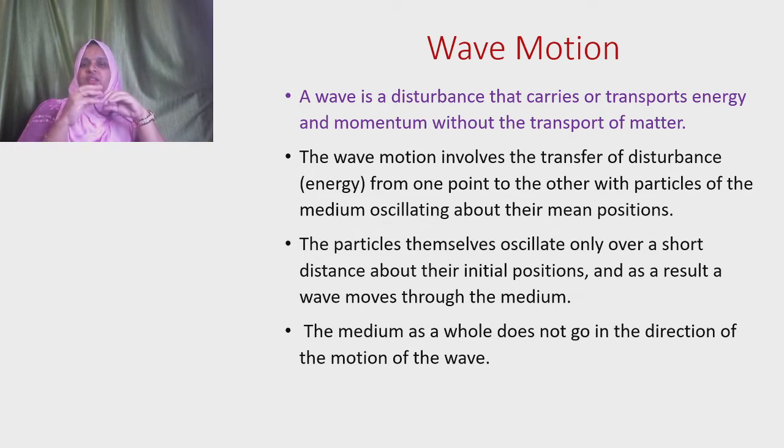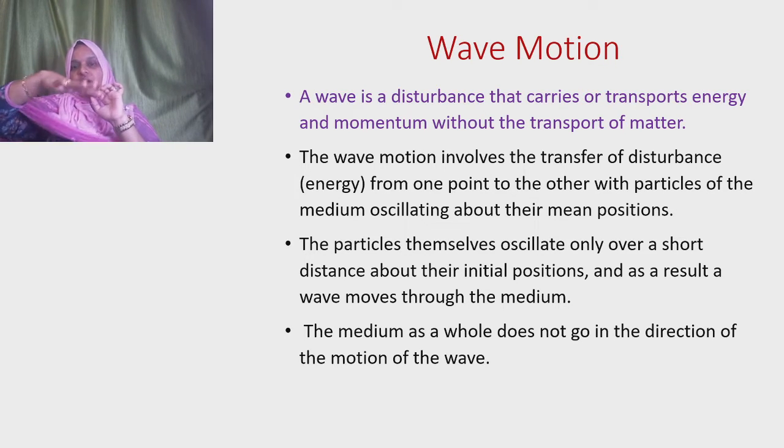Thus, wave motion involves transfer of disturbance from one point to another with the particles of the medium oscillating about their mean position. Like in water, the particles will be oscillating about their mean position. The disturbance will be transferred from one point to another. Thus, energy and momentum will be transported from one point to another. The medium as a whole does not go in the direction of movement of the wave.